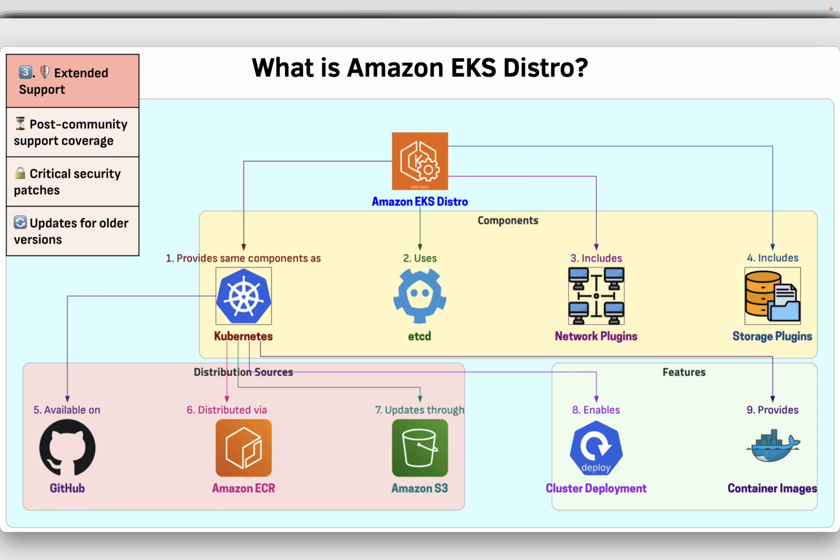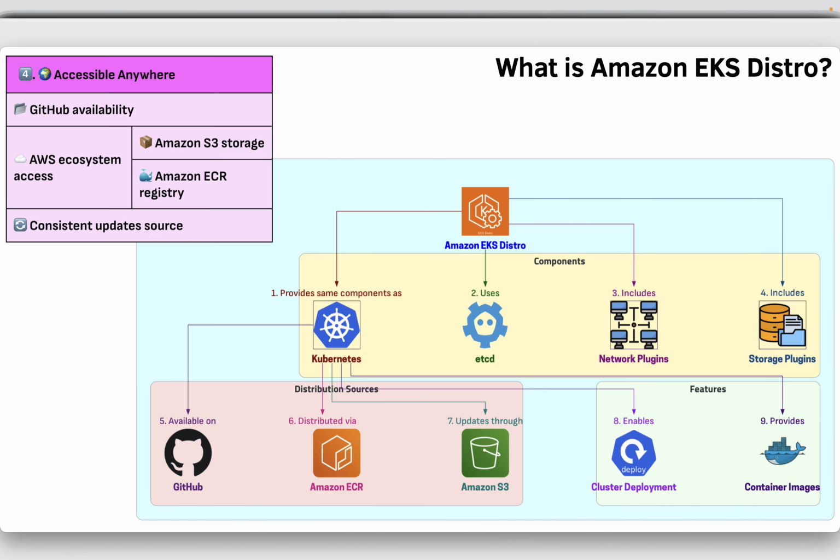This distribution offers extended support for Kubernetes versions even after the standard community support period ends. This is achieved by providing updates with the latest critical security patches for older versions. You can access EKS Distro releases through open source platforms like GitHub. Within the AWS ecosystem, you can find them in Amazon S3, Simple Storage Service, and Amazon Elastic Container Registry, ECR, providing a consistent source for releases and updates.